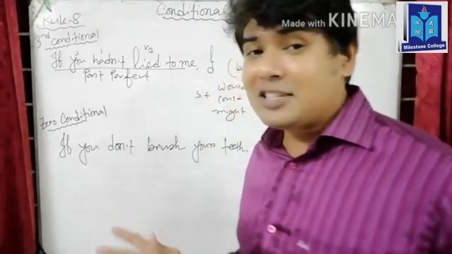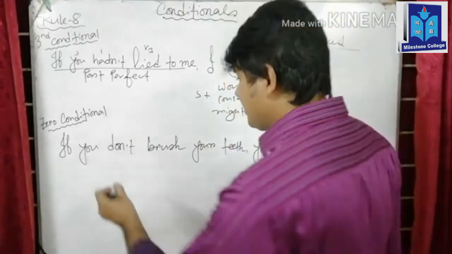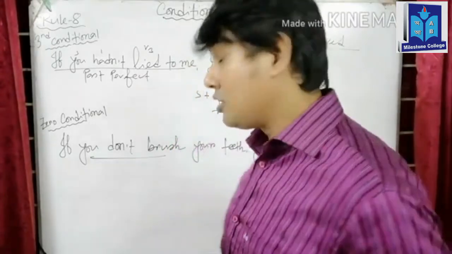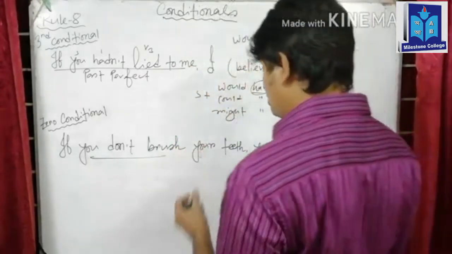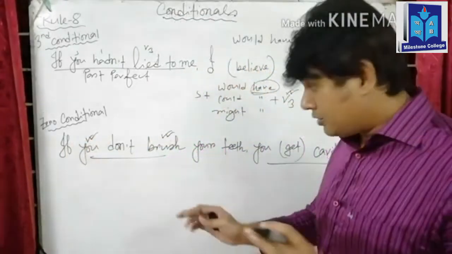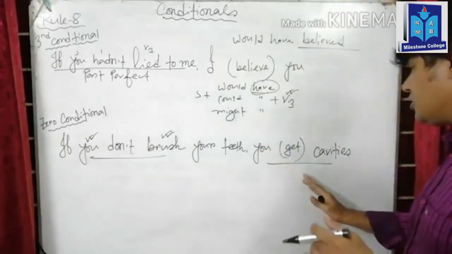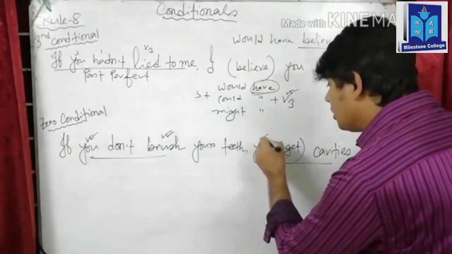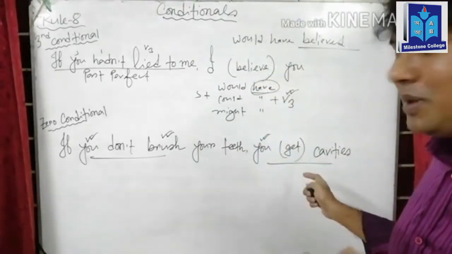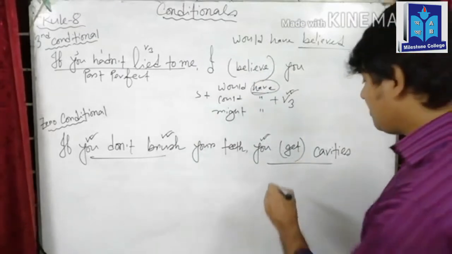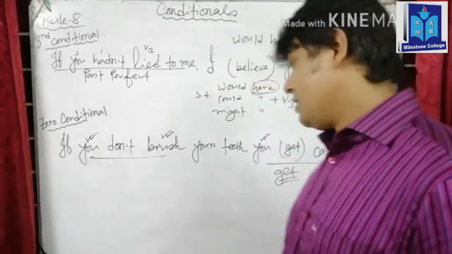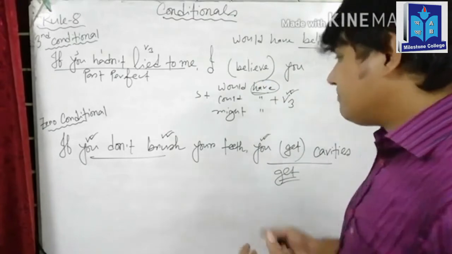And in zero conditional sentence, the structure is that both of these clauses are in present simple or present indefinite tense, or in present tense. If you don't brush your teeth, here the main verb is brush and the subject is second person, that's why no change there. And in the second clause, you get cavities. Here is also you, so no change will be happening there, and the answer will remain the same. That means get, you get cavities, and this is the answer of this zero conditional.